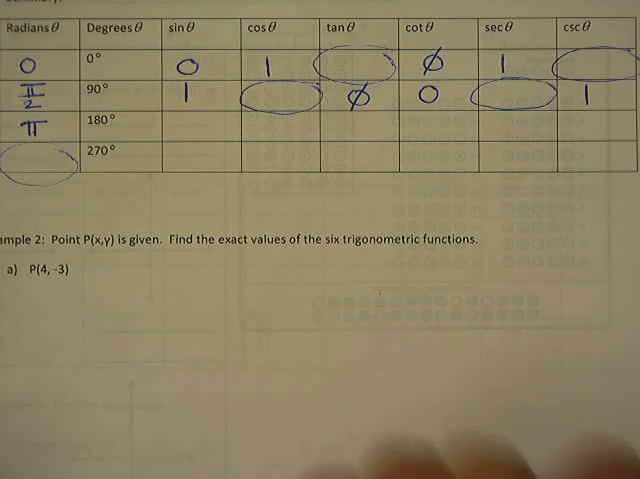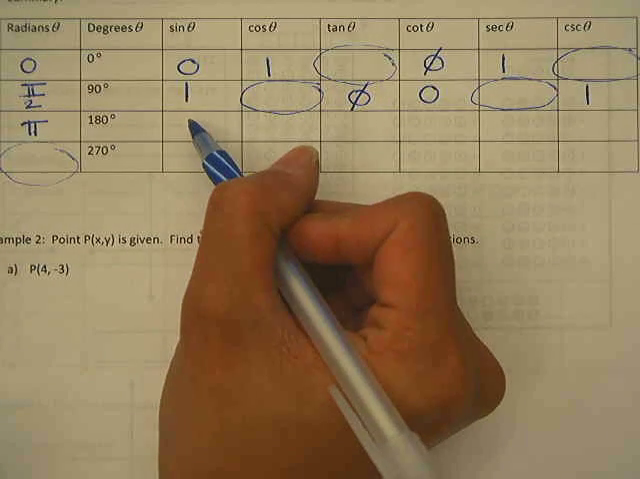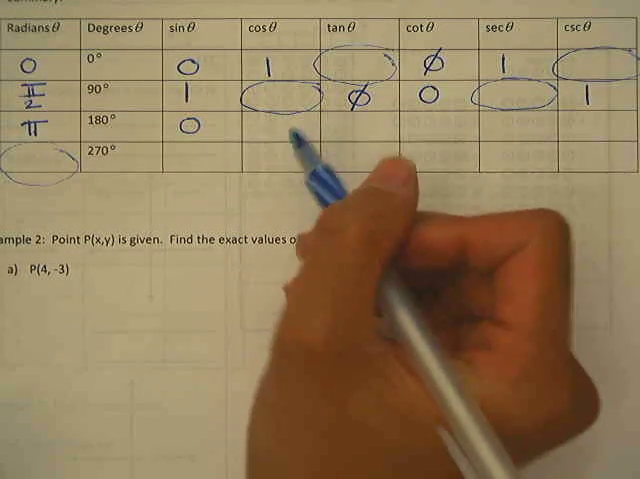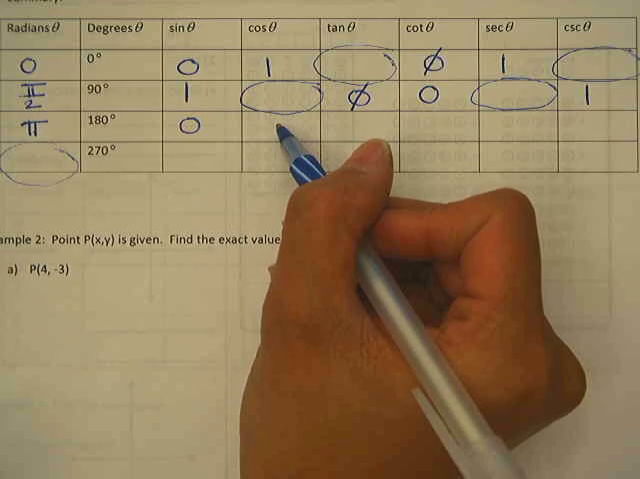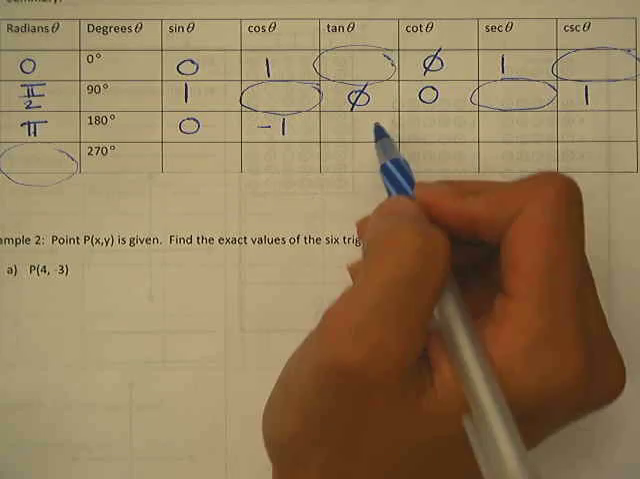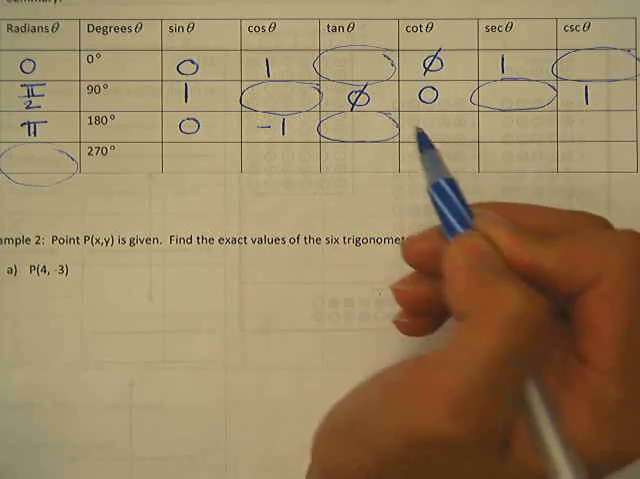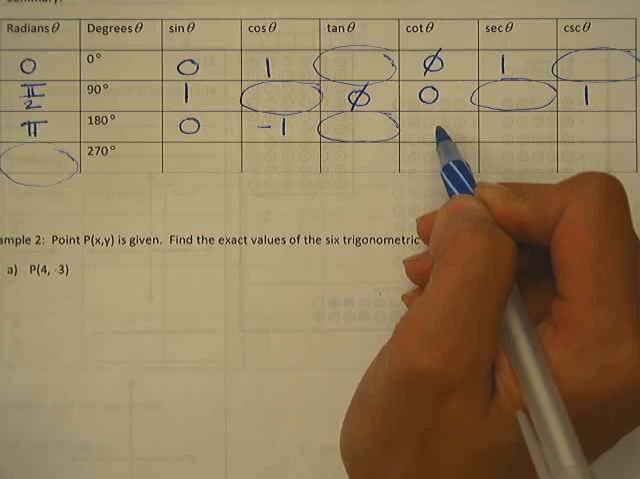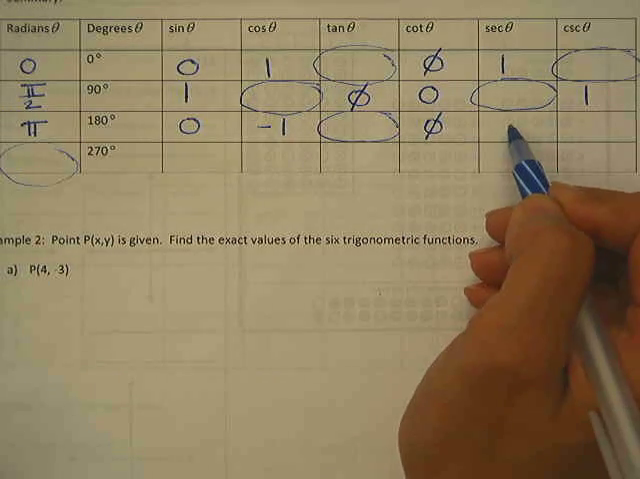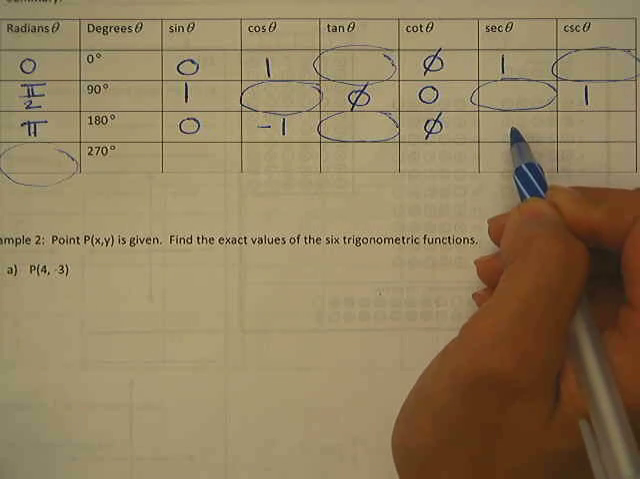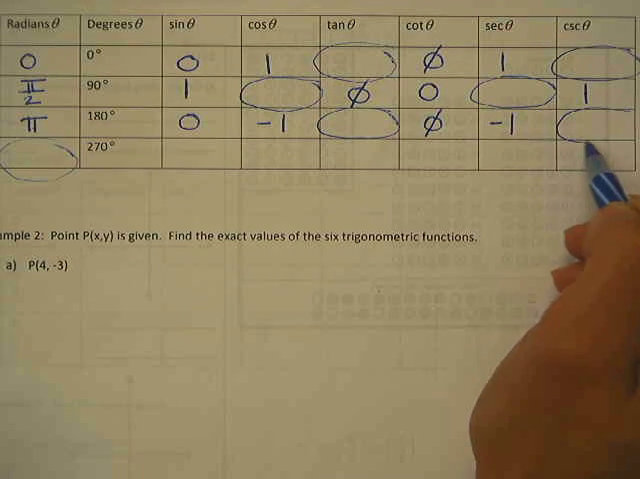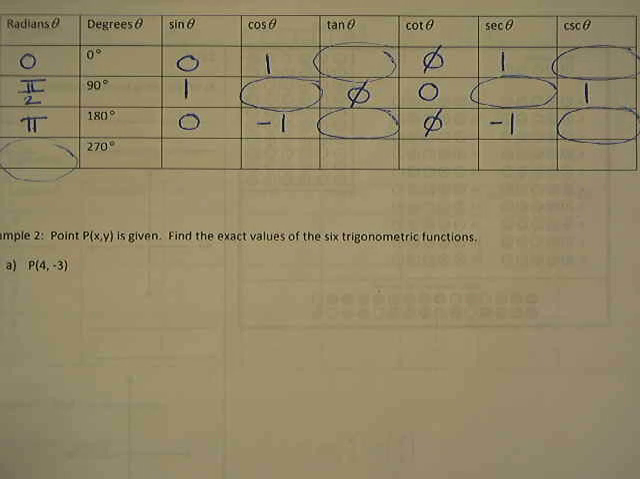Okay. Next, 180 degrees. Sine of 180 degrees is going to be 0. Cosine of 180 degrees is going to be -1. Tangent, that's your job. Cotangent of 180 degrees is going to be undefined. Secant of 180 degrees is going to be -1. Cosecant of 180 degrees, that is your job.